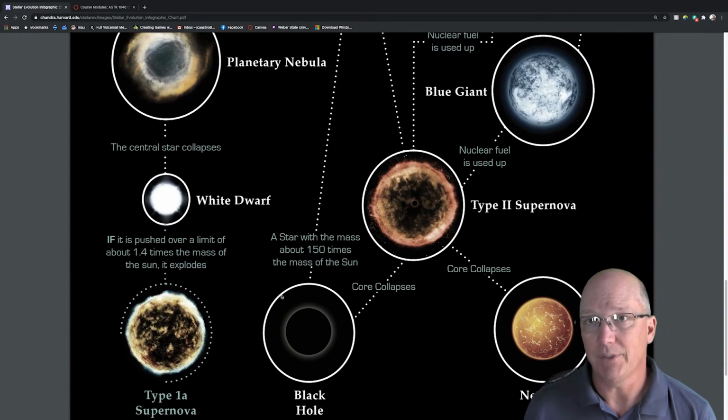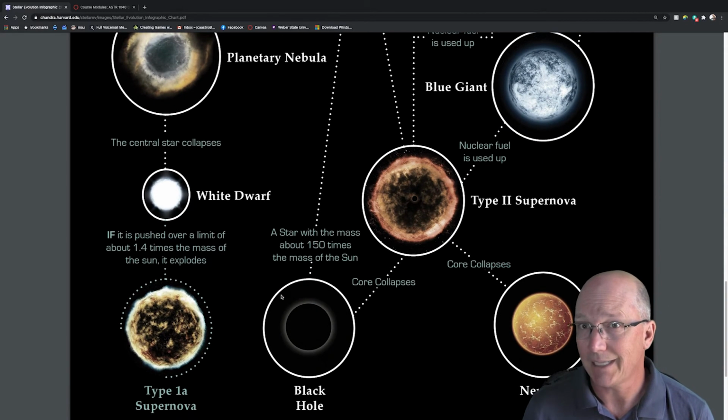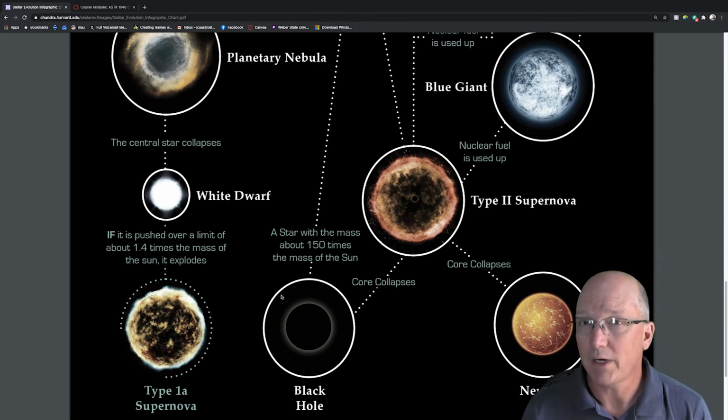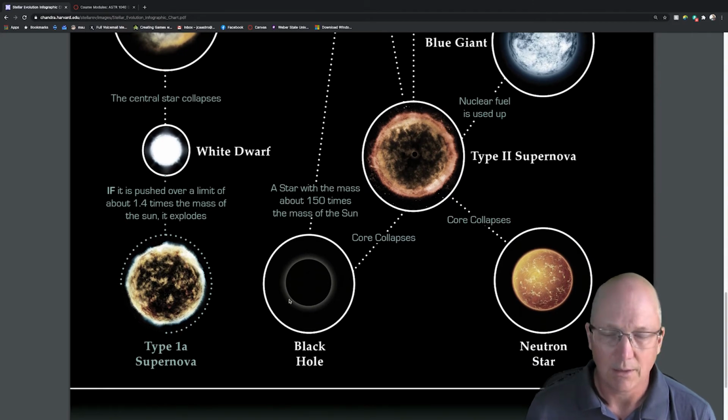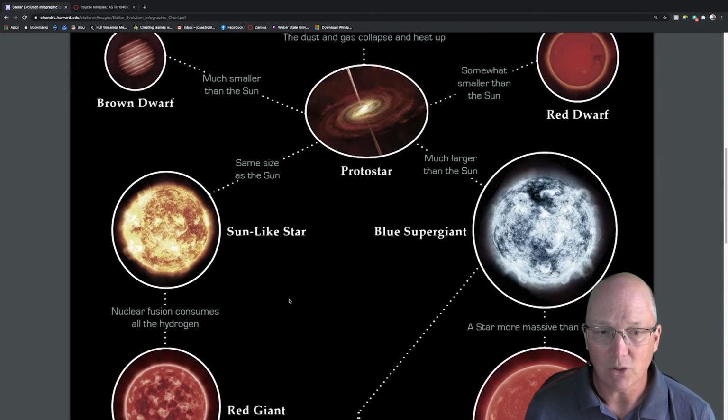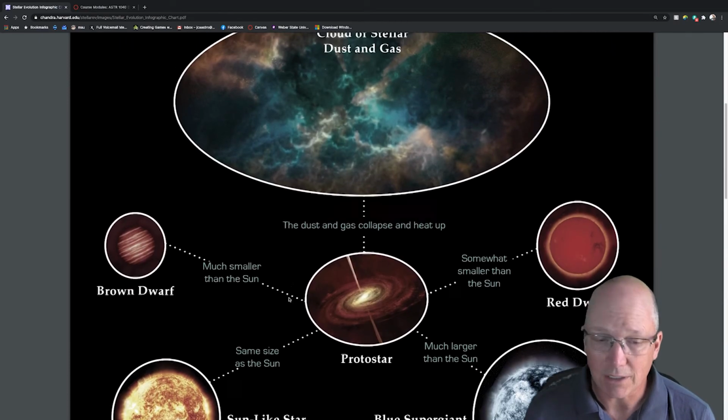If it does happen to have some extra mass added to it, say for example from a companion star that happens to be orbiting it, and it gets over about 1.5 times the mass of the sun, it can explode into something known as a type 1a supernova, and you're going to be learning about those in your chapter this week. So that is the evolution of low-mass stars.